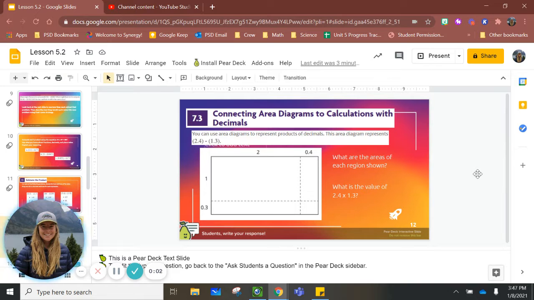In this case, we're going to use another strategy that's different from Elena's and different from Noah's, and this is called an area diagram or an area model. So you can use area diagrams to represent products of decimals, and this one shows 2 and 4/10 times 1 and 3/10. So what it's done, we can see in this picture, is it's taken 2 and 4/10 and split it up so that it's 2 and 4/10.